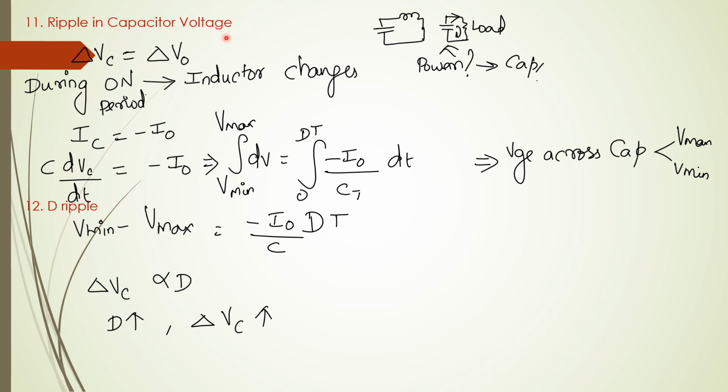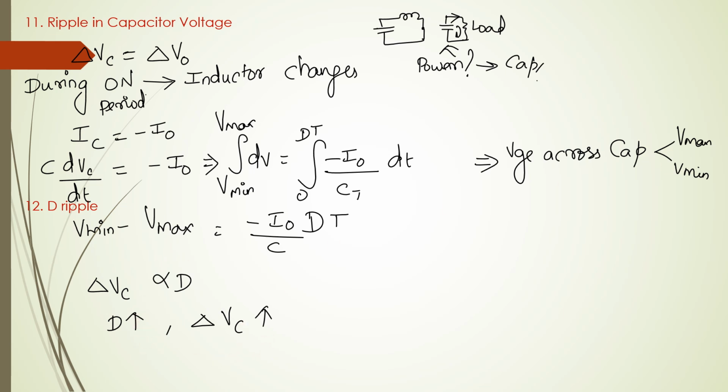And next is the ripple in the capacitor voltage. Del Vc equal to del V0. During the on period, the inductor energy is getting discharged. During the off period, it is getting charged. So IC equal to minus I0, and this is how you get it. The voltage across the capacitor will be between V max and V minimum, and the ripple is found as V max minus V minimum equal to this. It's observed that when D changes, the capacitor voltage also changes, which means when D increases, the capacitor voltage increases.